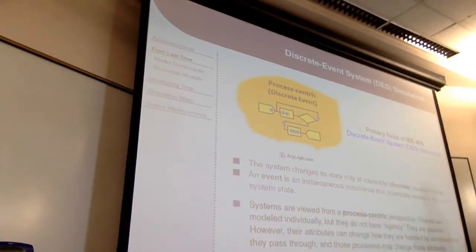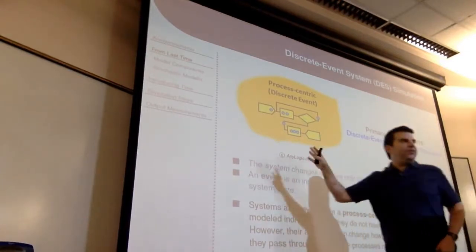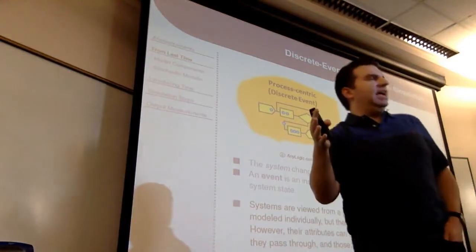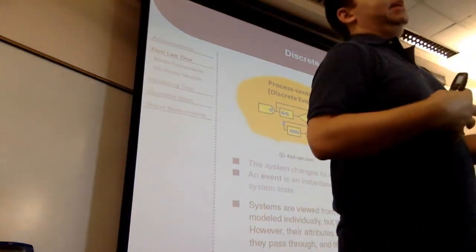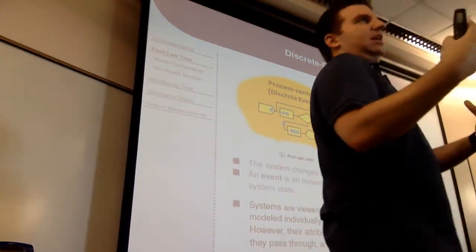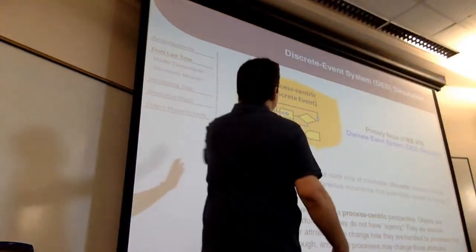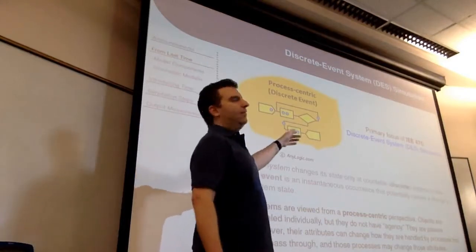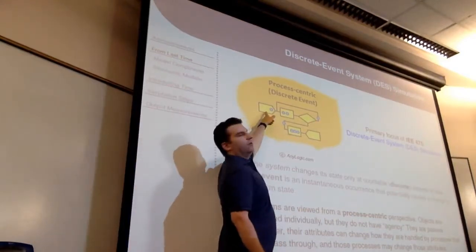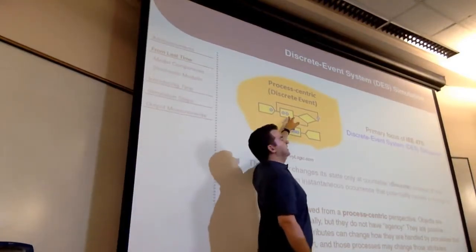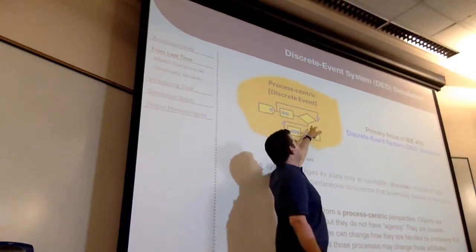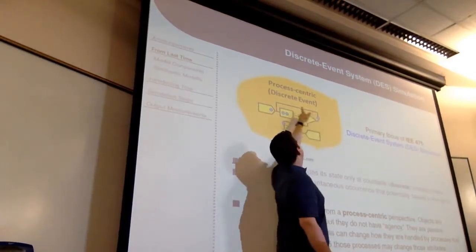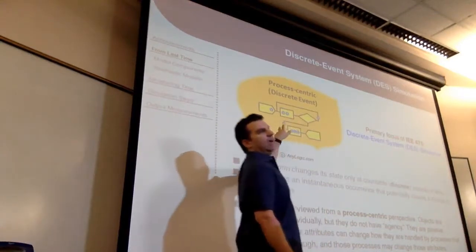And so we're simulating these. We view these from a process-centric perspective, which means that we don't think about the entities running around in the simulation as having their own decision logic. We think of them as being shuttled around processes. The actual logic that we'll program goes into where they're created, all the places that they wait, and all the places that decide that some have to go around one way and some have to come around another way.